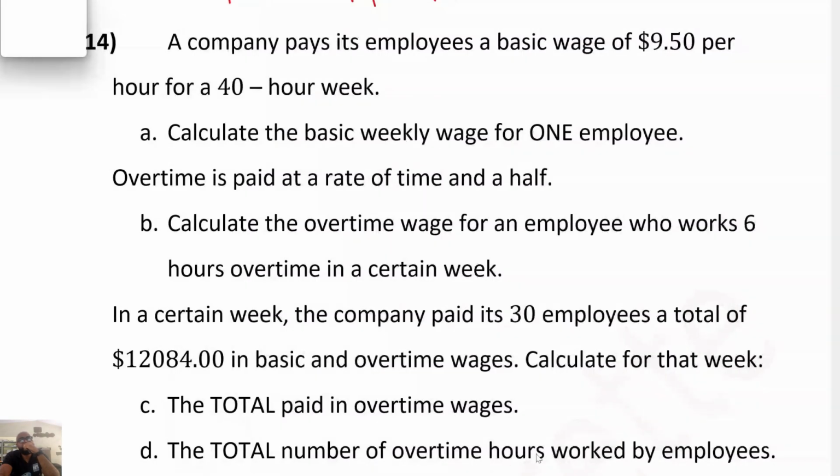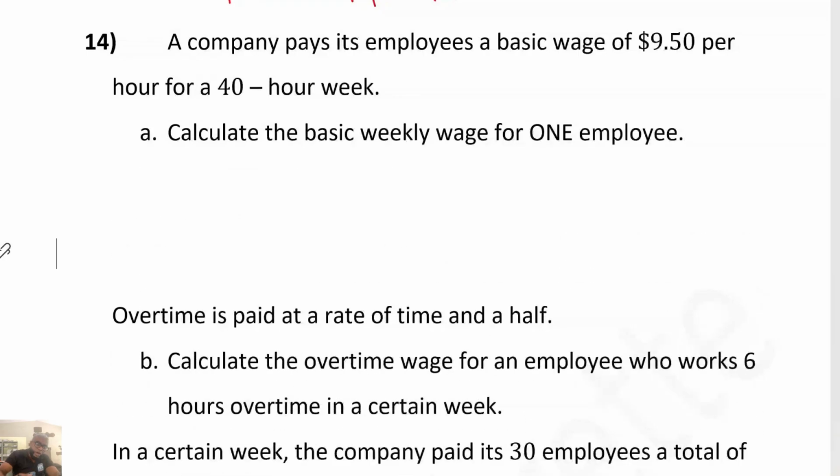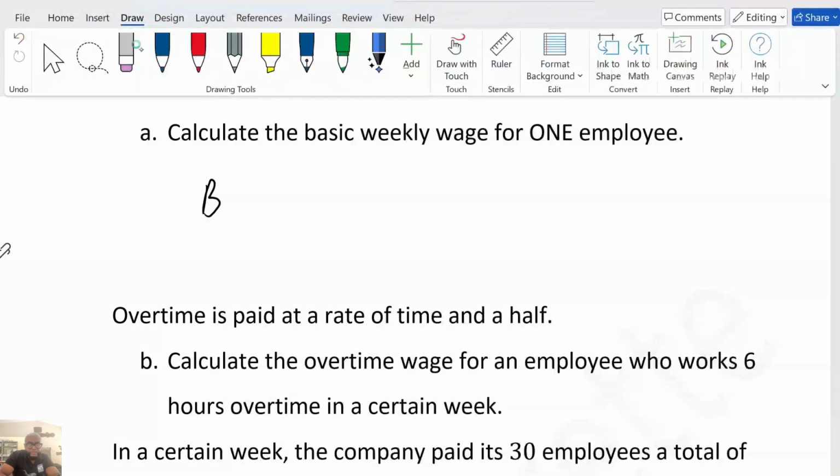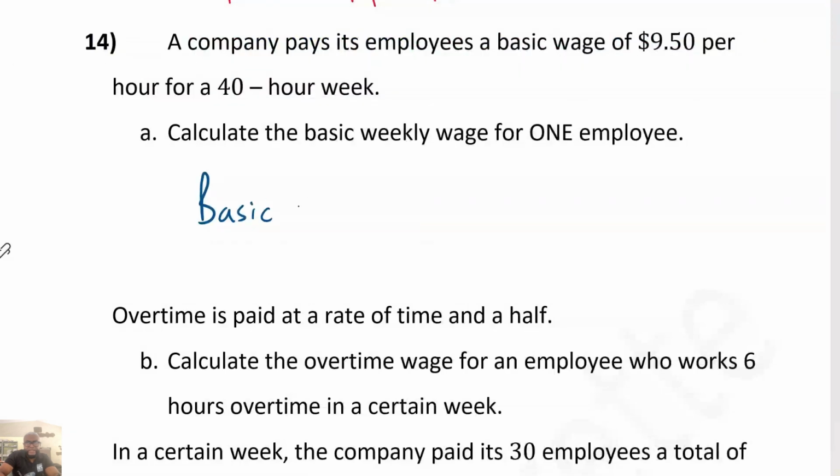Right. So we started this one, right? A company pays its employees a basic wage of $9.50 per hour for a 40-hour week. Calculate the basic wage of one employee. What will be the basic wage here, my children? What will be the basic wage? Give me the working. 9.50 times 40. Excellent.